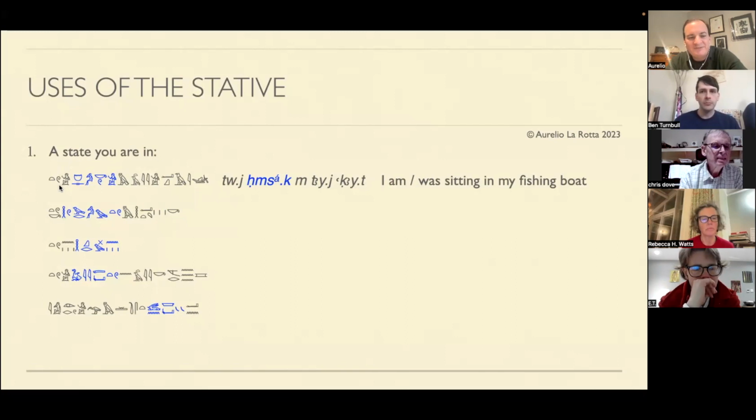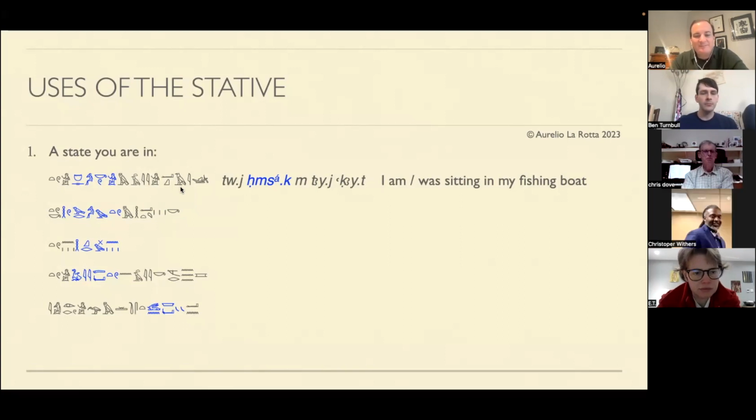New subject pronoun for an adverbial sentence. Then the stative, inflected for the first person singular, and then an adverbial expression at the end, in my fishing boat, with tai, because it's a feminine noun, so it has to be tai, and the first person singular here, so it's my boat. And that's really all it is. It indicates a state that I'm in, or in this case, that the speaker's in. Any questions about this one?